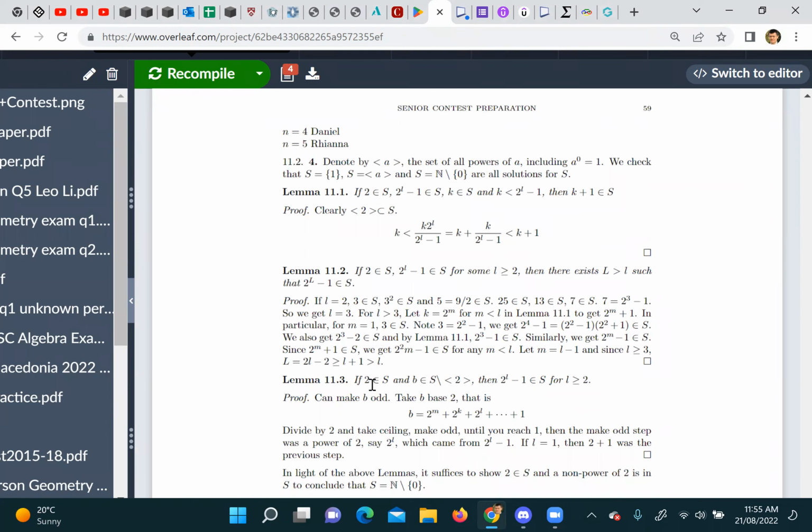Okay, so this might be somewhat backwards. If you can get 2^l minus 1, then you can get another 2^l minus 1 that's bigger. So if you get 2^l minus 1 with a little l, you can get 2^l minus 1 with a bigger l. A big L.